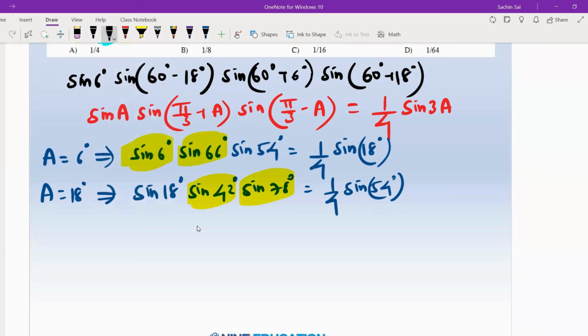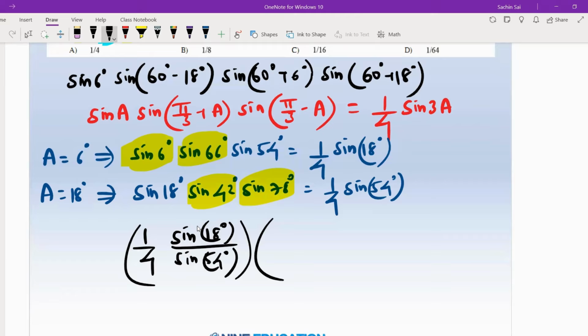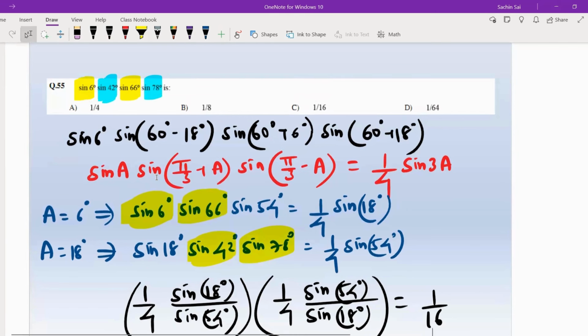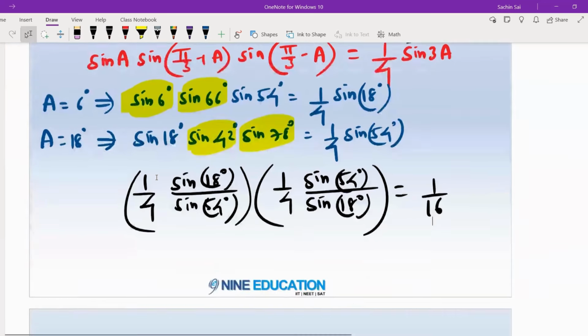I can write sine 6 degrees into sine 66 degrees as 1/4 of sine 18 degrees by sine 54 degrees, right? And sine 42 into sine 78, I can write 1/4 of sine 54 degrees by sine 18 degrees. So the answer finally will be 1/16, right? So you have a similar result in the tangent function also, and a slightly similar result in cosine function also, right?